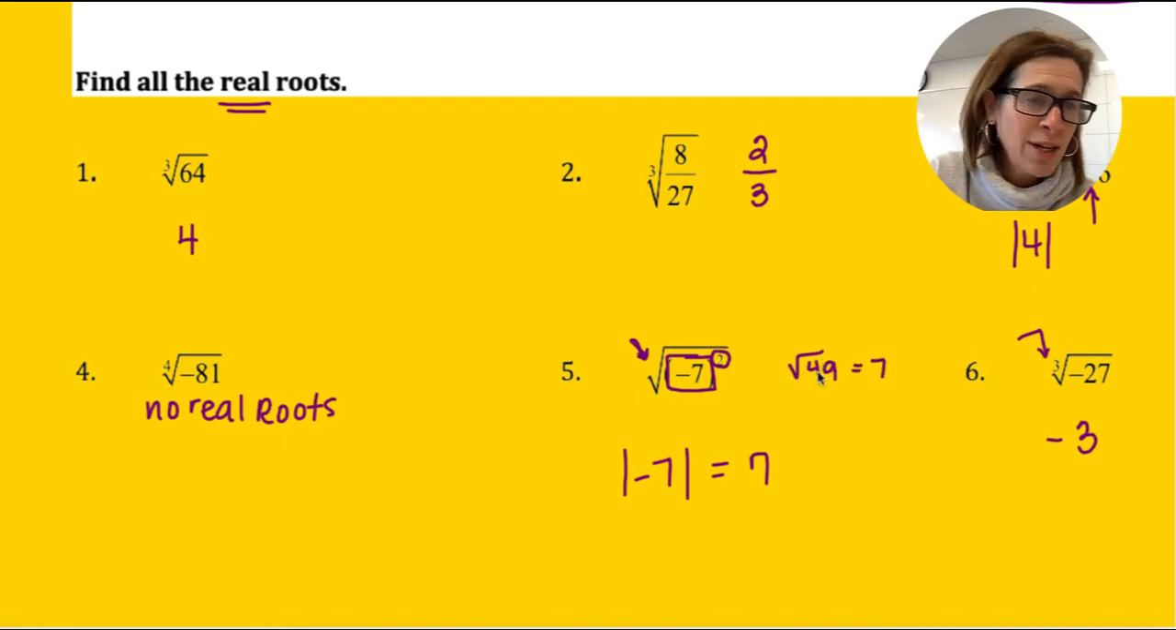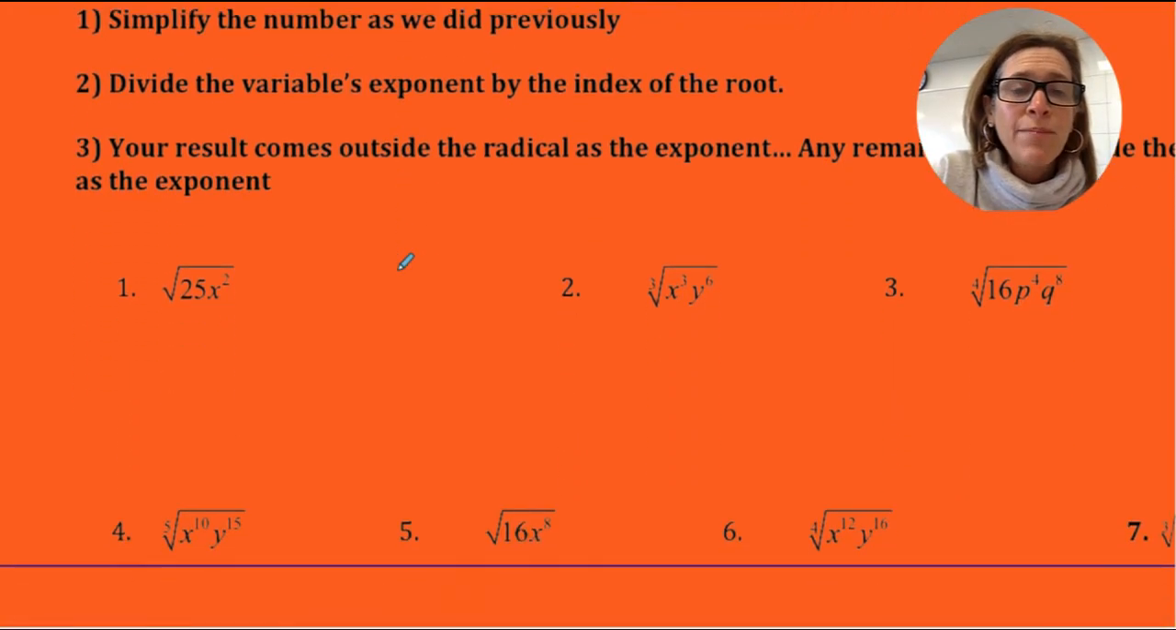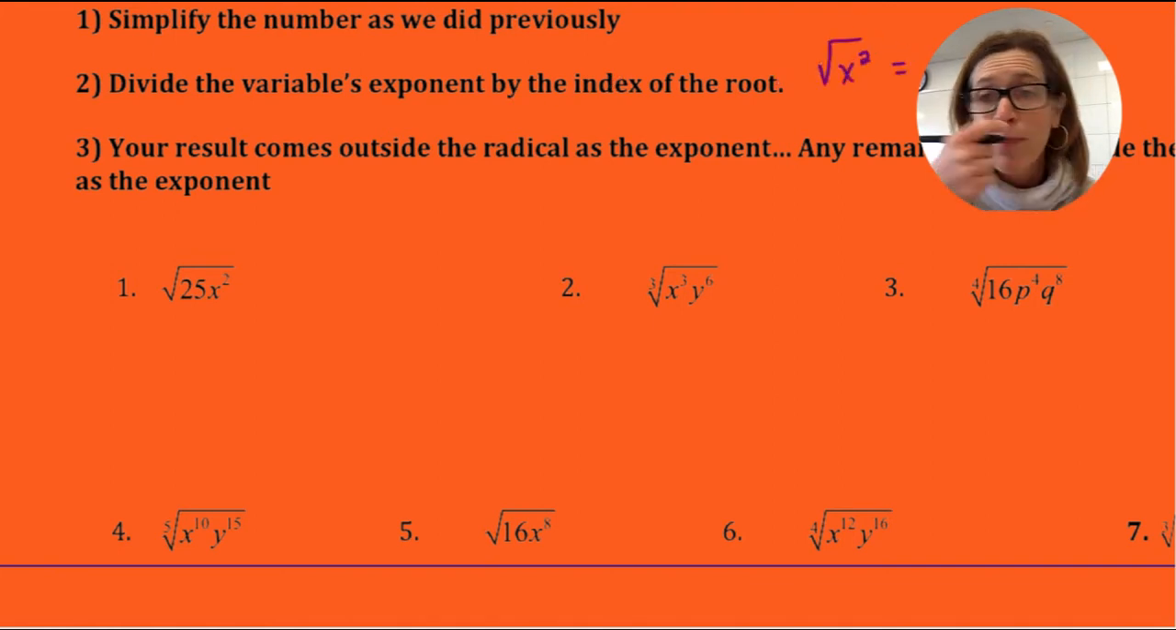So let's look at this next step. We're going to add in variables, okay? So if I take the square root of x squared, we know that it's equal to x, okay? But since now the index is even and this is even, now we have to introduce this idea of absolute value, okay? So we're going to have to put absolute value symbols around that.